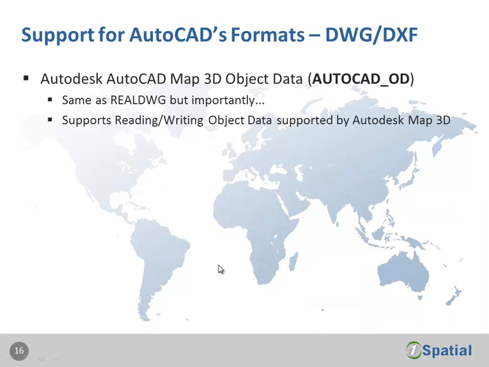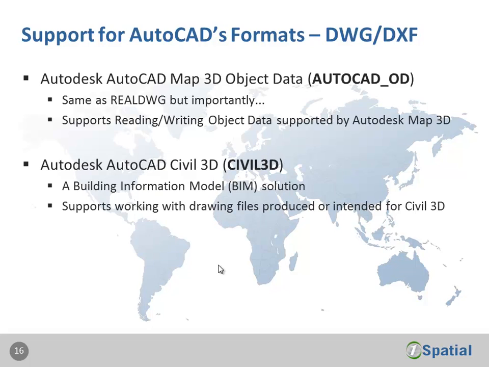There's also a Map 3D object data writer as well, so that's very important for working with AutoCAD Map 3D, and that is pretty useful. And there's support for Civil 3D as well, and this is really focused on BIM, building information models. So if you want to build building information models using Civil 3D, you can work with that data in FME as well with that reader and writer.